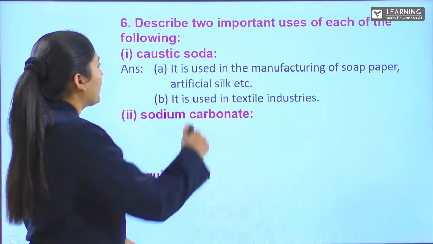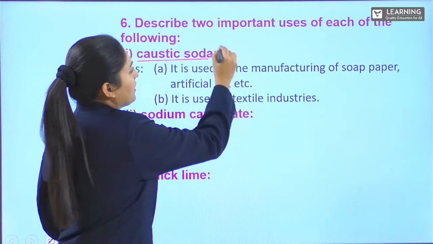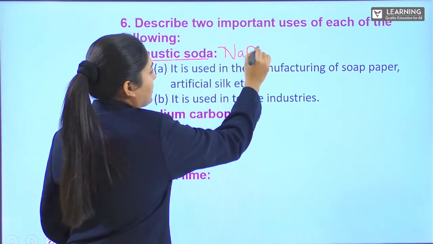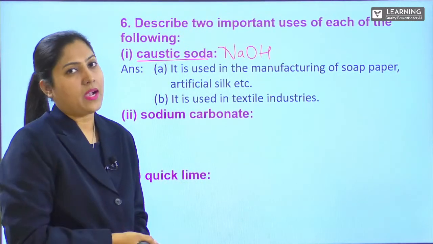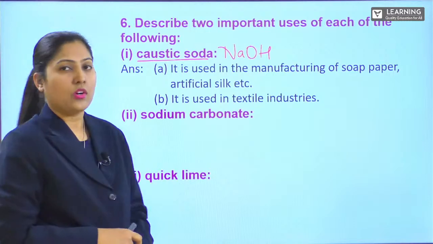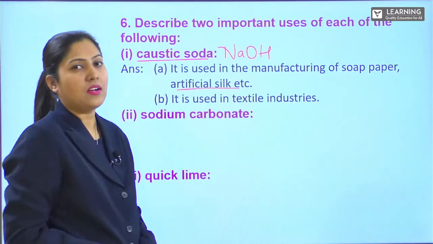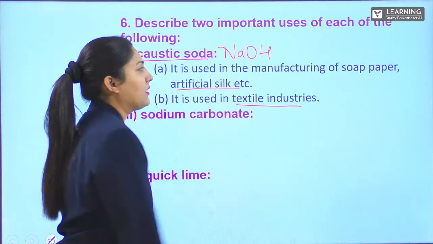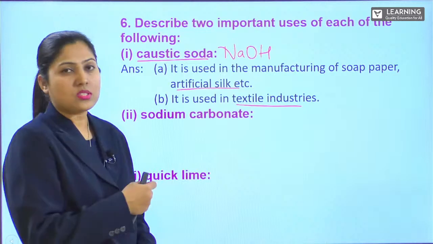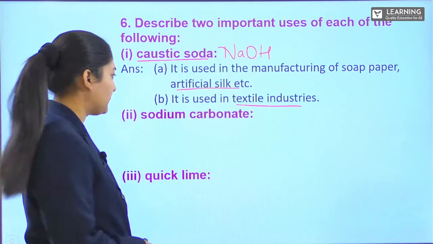Okay. Next, describe two important uses of the following compounds. Uses of caustic soda. What do you mean by caustic soda? It is nothing but sodium hydroxide, right? So where do we use this sodium hydroxide? In manufacturing of soap, paper and artificial silk, we use sodium hydroxide, and also in textile industries. We can even use sodium hydroxide as a reagent in labs.